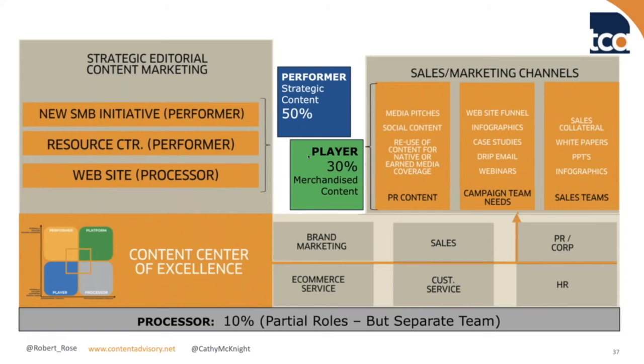They can measure their efforts on the audience building across the new SMB, the resource center, and the website, and then through content consumption, the rest of the merchandise content into the rest of the organization. This is how they decided to set themselves up. Is this right for you? I don't know. It could be 60-40, it could be 30-10, it can be anything you choose based on the operational model and your content needs.